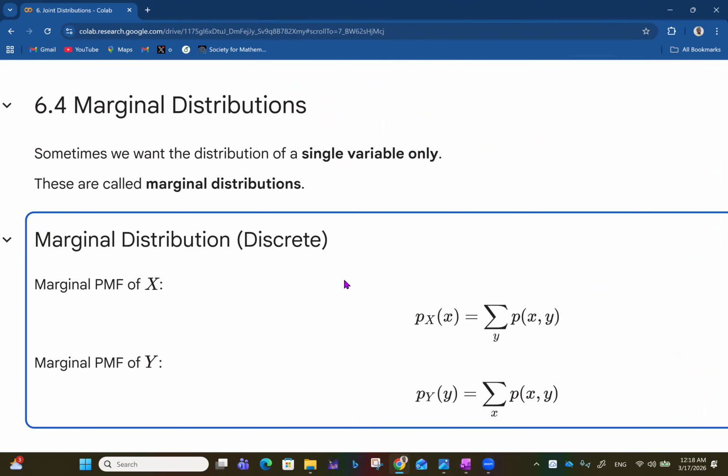So you have the marginal distribution for the discrete case. The marginal PMF of x, that's the marginal probability mass function, is P sub x of x equals summation. So you now sum P of x comma y over y, and the marginal PMF of y is P sub y of y equals summation over x. So you sum P of x comma y over x now. So it means that if you do this over y, you are left with x. If you do this over x, you are left with y, and that's how it goes.